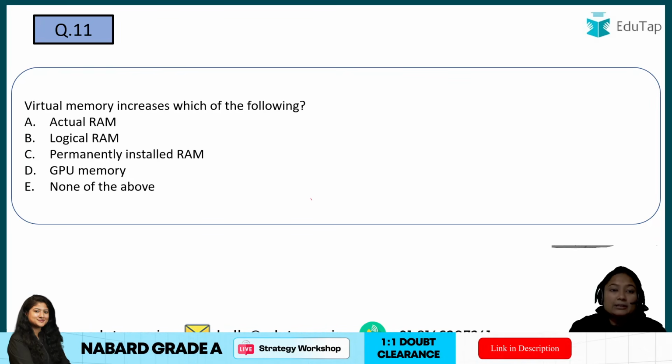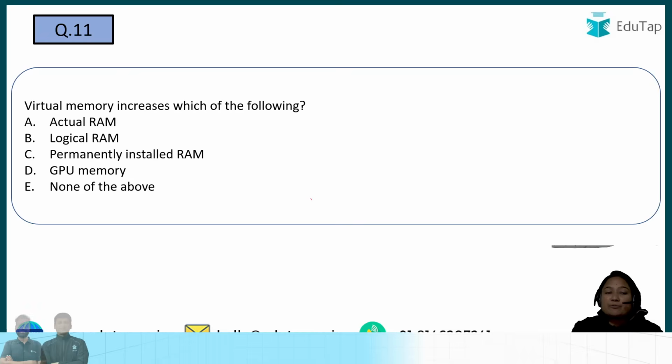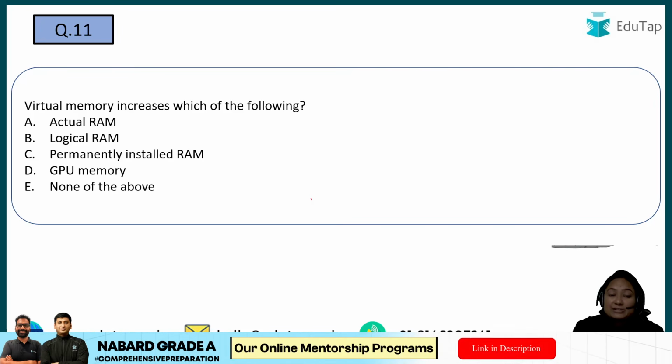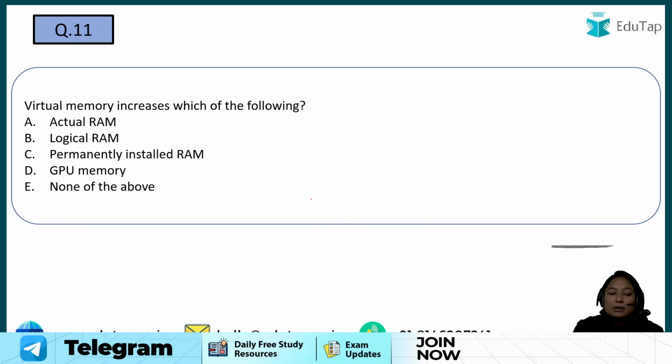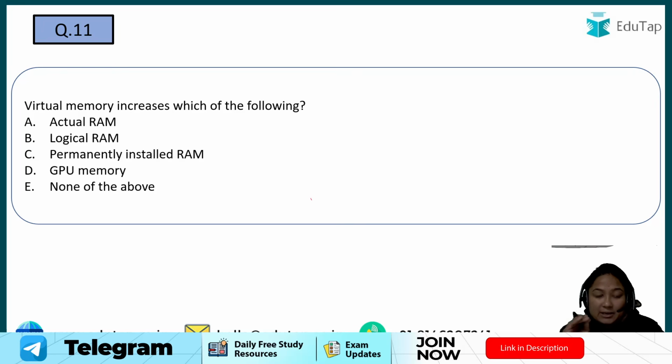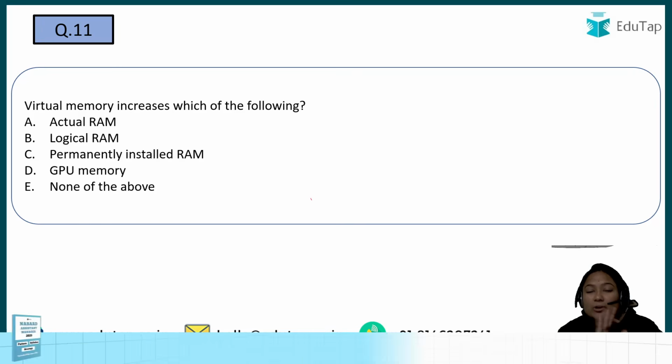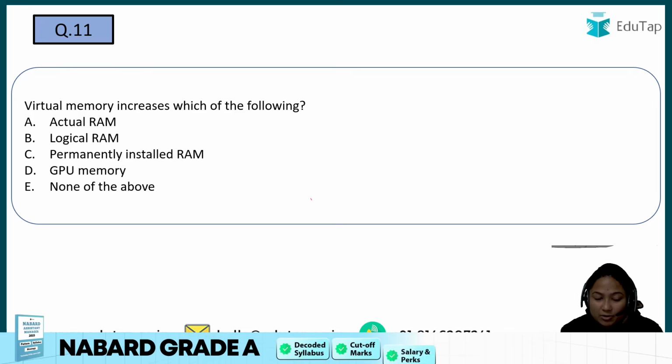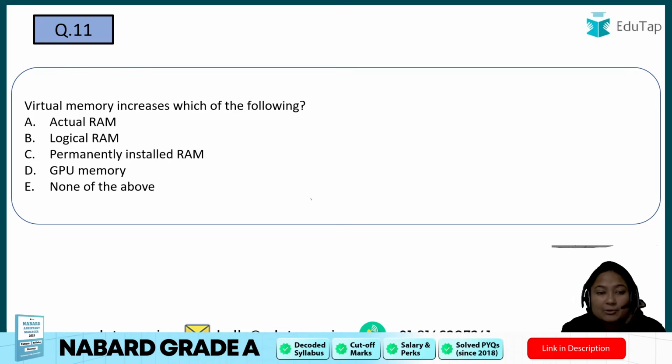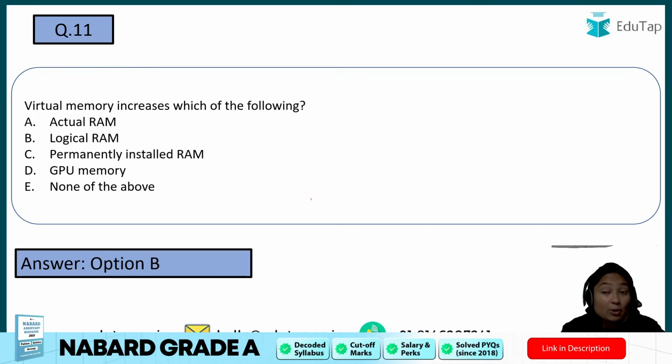All right. Now virtual memory increases which of the following: actual RAM, logical RAM, permanently installed RAM, GPU, or none of the above? So we all know in virtual memory, when the RAM is less, the hard disk works as a RAM. So actual RAM is not getting increased. Permanently installed RAM is not the hard disk, so option C is also wrong. GPU memory we have not talked about. The correct answer will be option B, that is logical RAM.